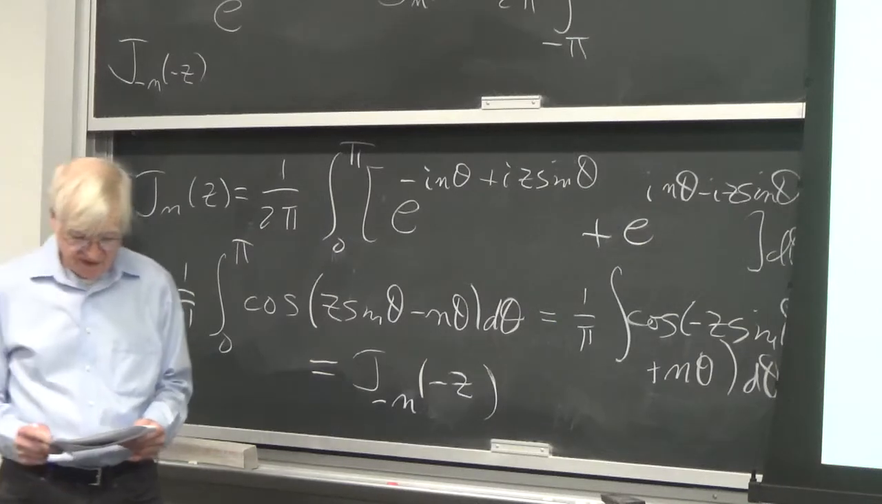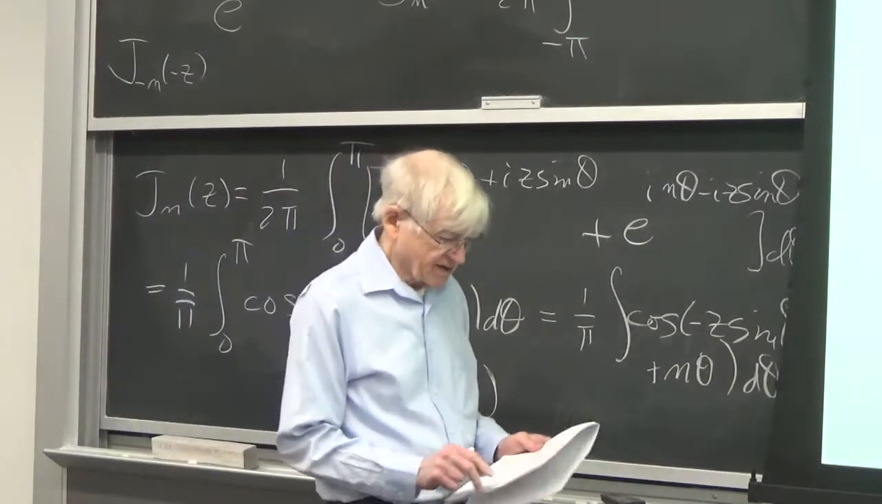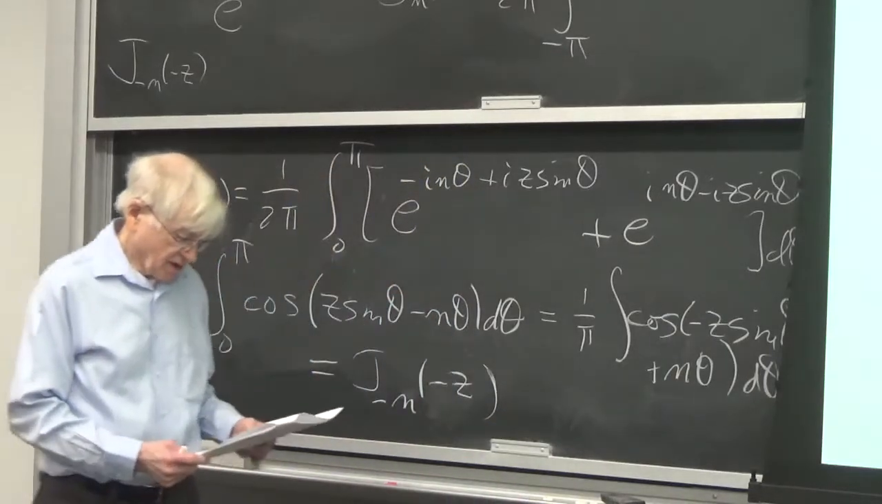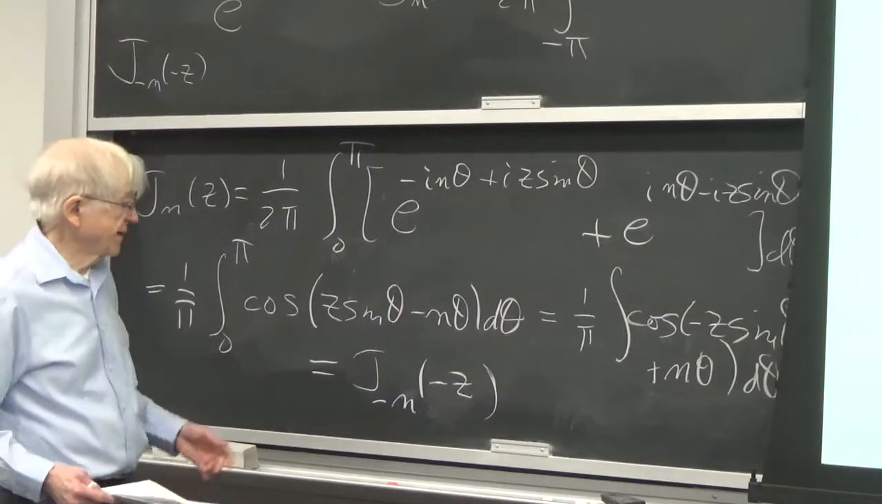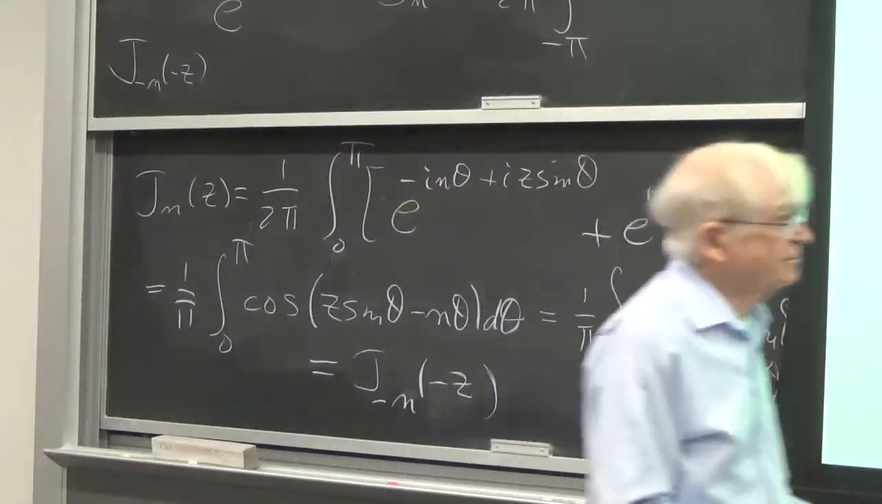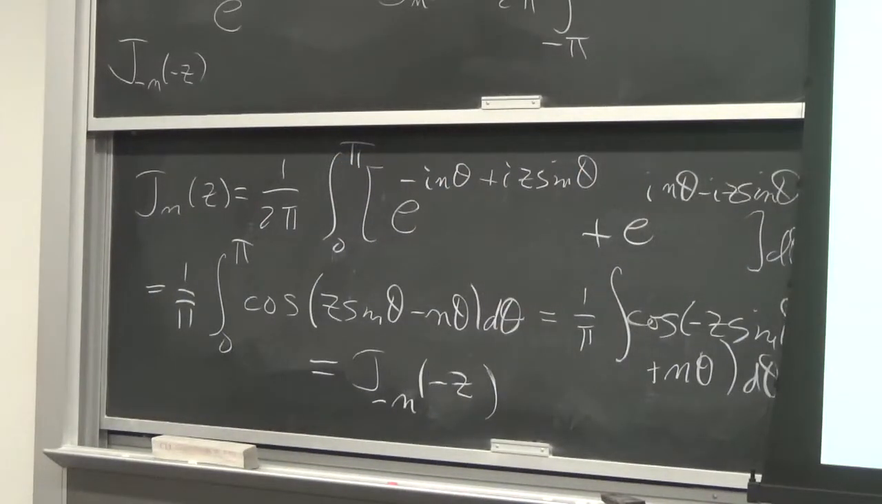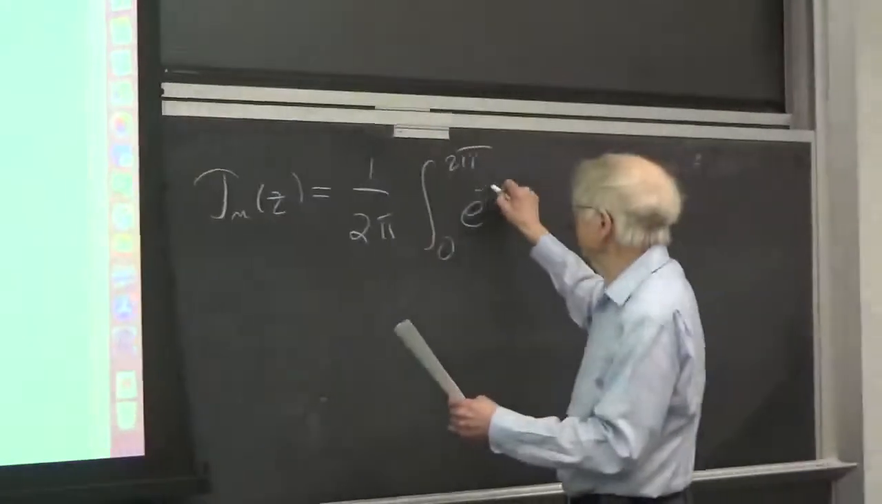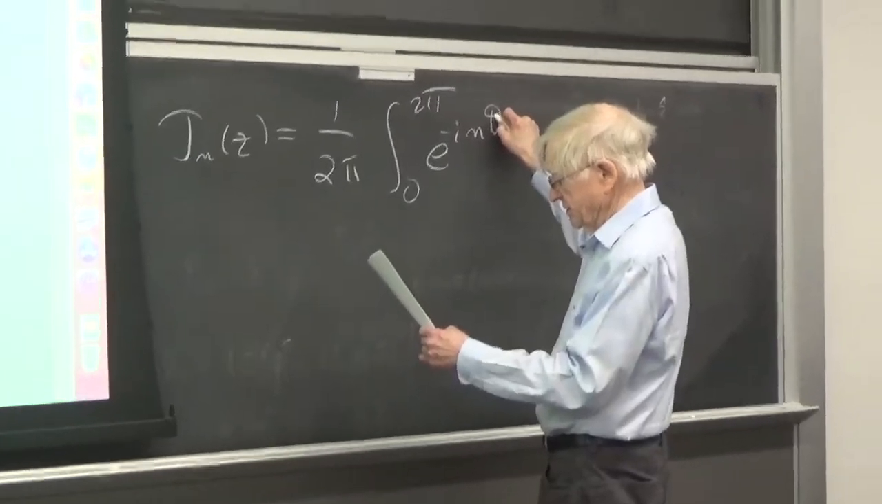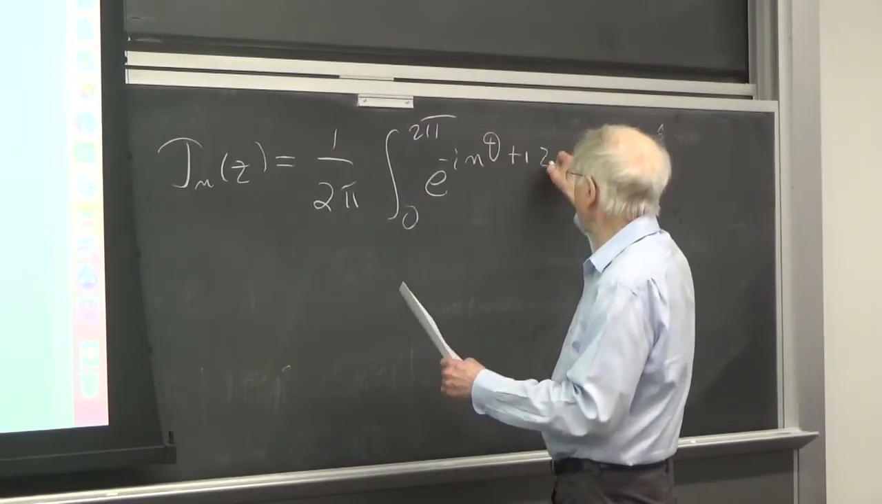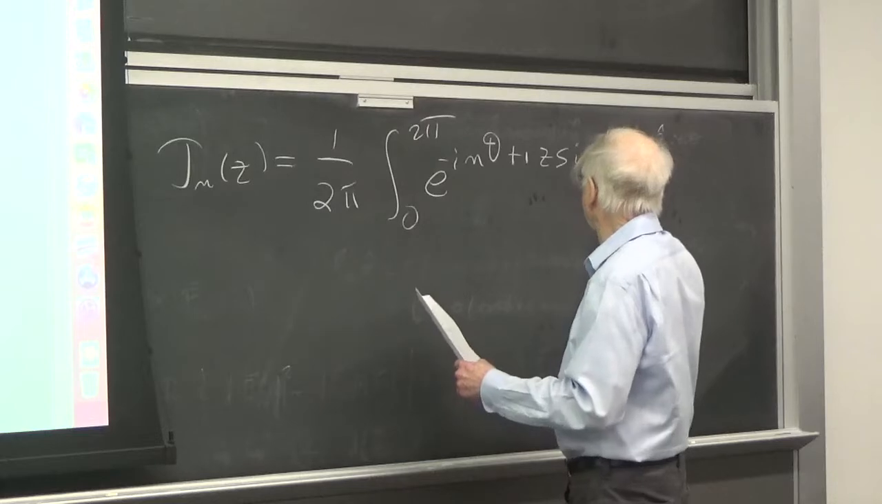So there are various other relations that we can have. We can also write Jn of z as 1 over 2 pi, an integral from 0 to 2 pi of e to the minus i n theta plus i z sine theta d theta.